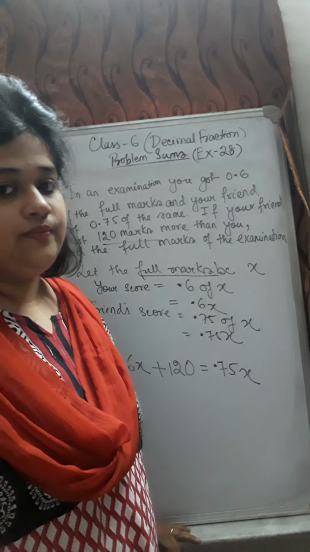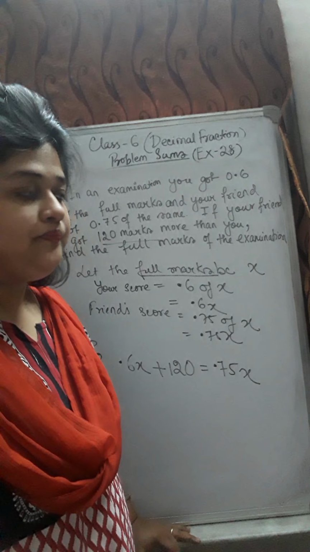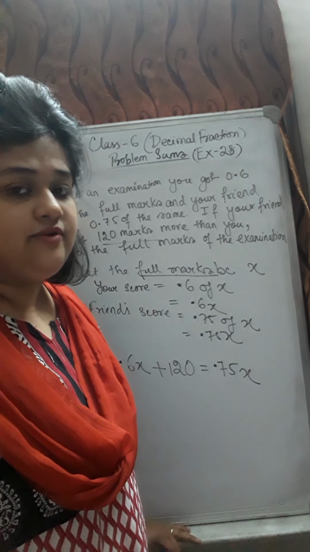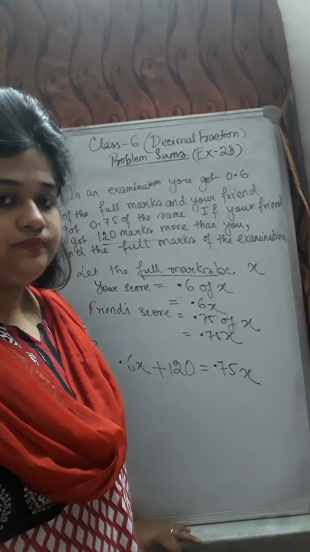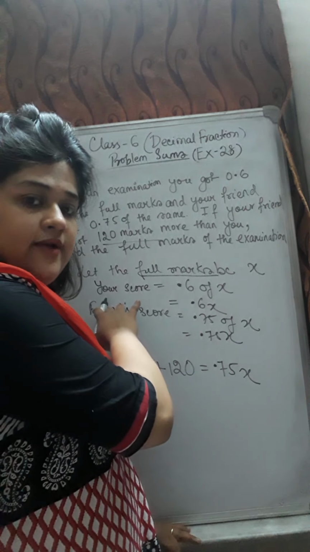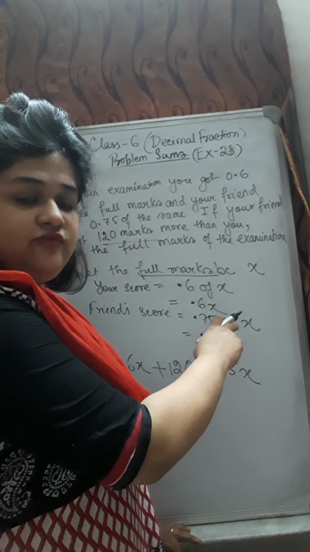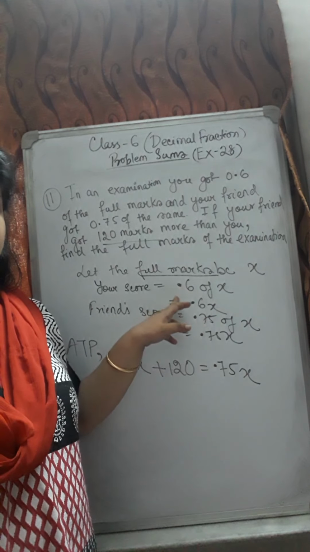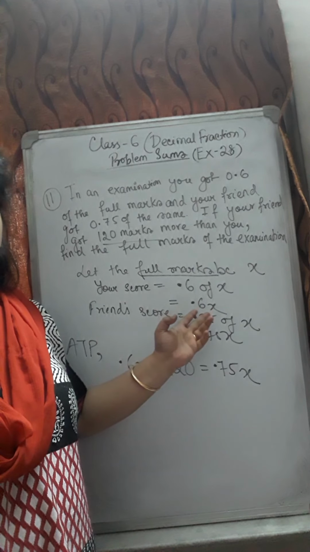That is the unknown. So how will we begin the statements? We have to find the full marks. The exam can be out of 50, 100, anything. So let the full marks be x. We don't know. Now you have given the exam, and what is your score? You have scored 0.6 of the full marks. The full marks I have taken as x, so it is unknown. Of means multiply. So 0.6 into x will give you 0.6x. So this is your score.